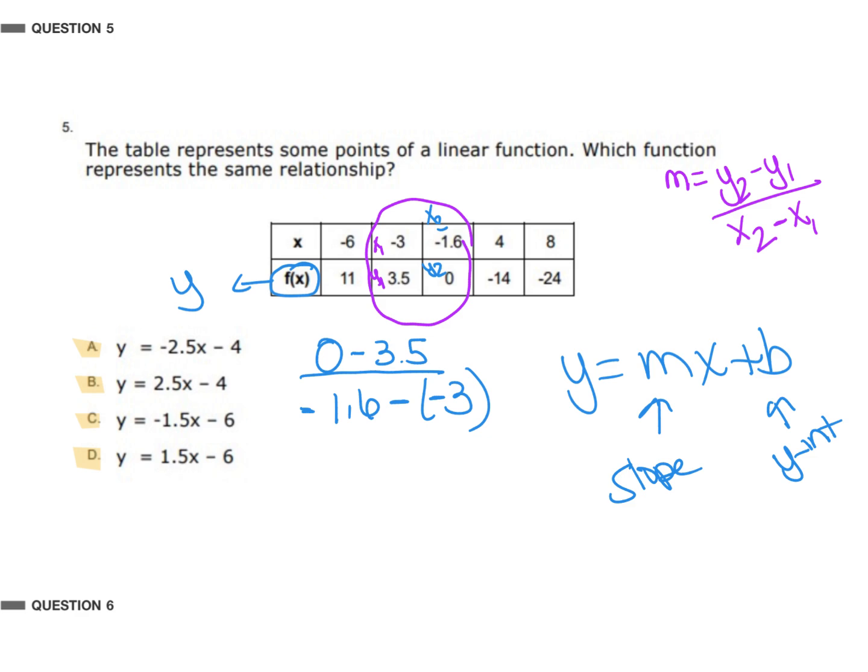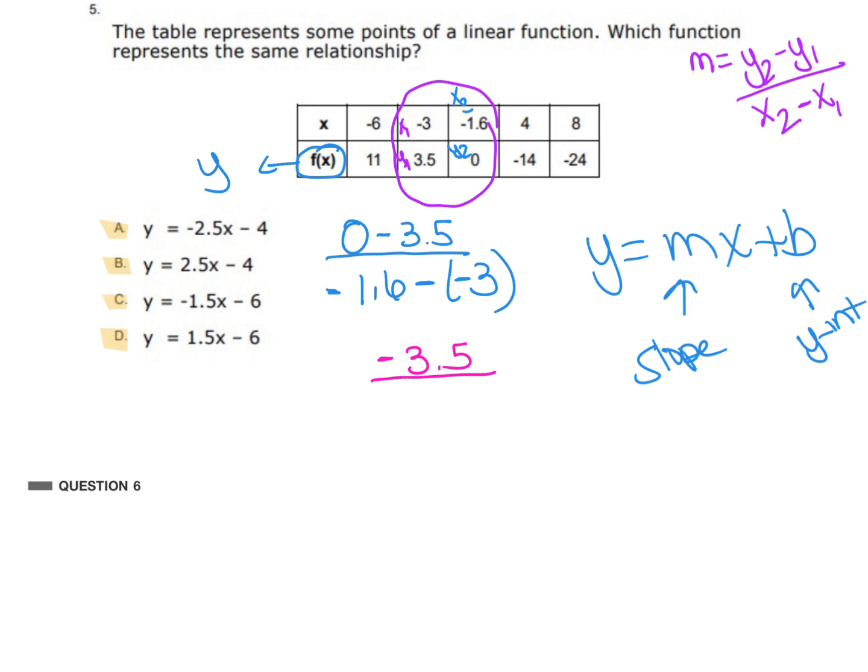Okay. Now, I'm going to plug all this into Desmos. So I have a negative 3.5 divided by, and let's see, I'm going to plug in negative 1.6 minus that parentheses, negative 3 into my Desmos. So when I do that, I get a positive 1.4. And then now from here, I'm going to plug all of this into Desmos to simplify. And Desmos tells me that my slope is negative 2.5.